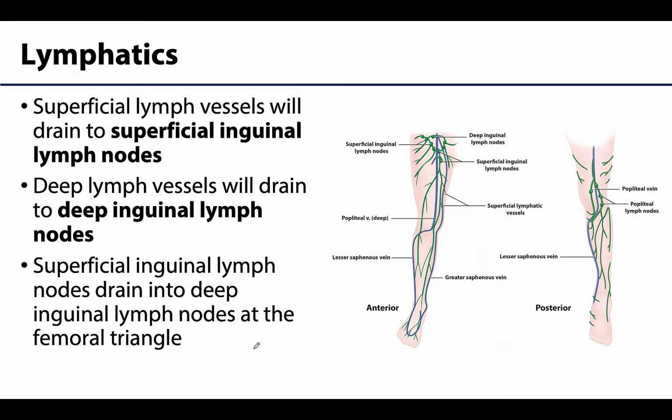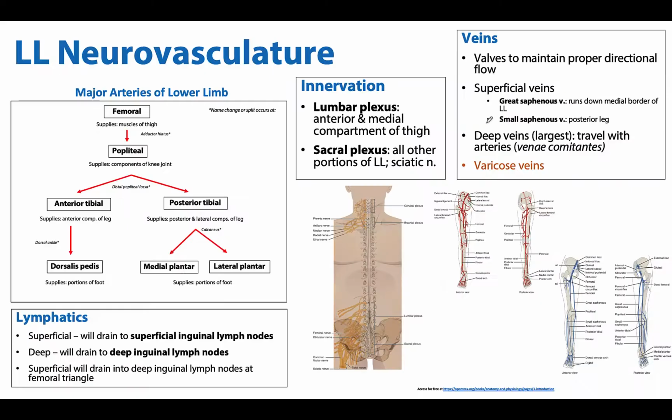Last but not least, let's discuss the lymphatics of the region. Again, similar to the upper limb, so common theme. There are a lot of similarities between the upper and the lower limbs. There are superficial and deep sets of lymph vessels. The superficial lymph tend to drain into what's referred to as the superficial inguinal lymph nodes, whereas the deep lymph vessels will drain into the deep inguinal lymph nodes. And those superficial inguinal lymph nodes tend to drain into the deep inguinal lymph nodes right around the region of the femoral triangle.